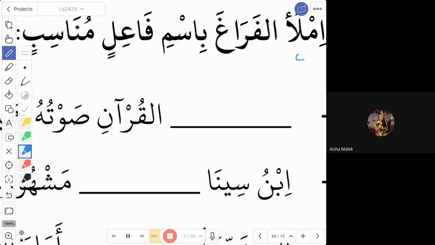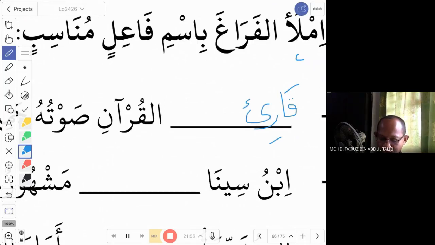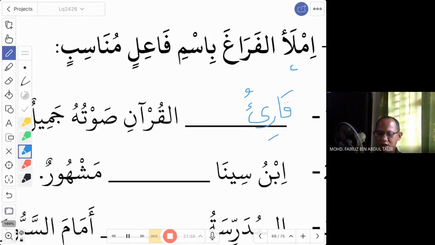It is a 3-letter fi'il. Qari'u. Qari'u, good. Yes, that is the word. But the problem is, how do you write the last letter, Hamzah? Because it is qara'a with a Hamzah. So in this case, you draw it above this ya shape. So we say qari'u. Qari'ul Qur'ani. So we say qari'ul Qur'an.